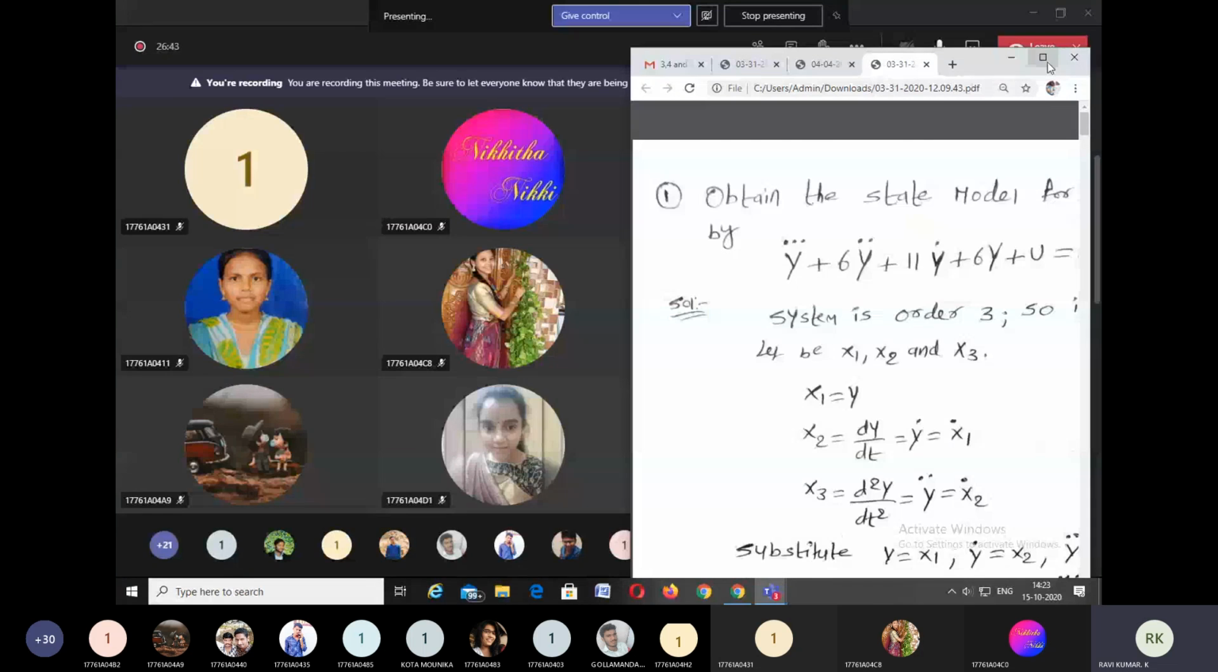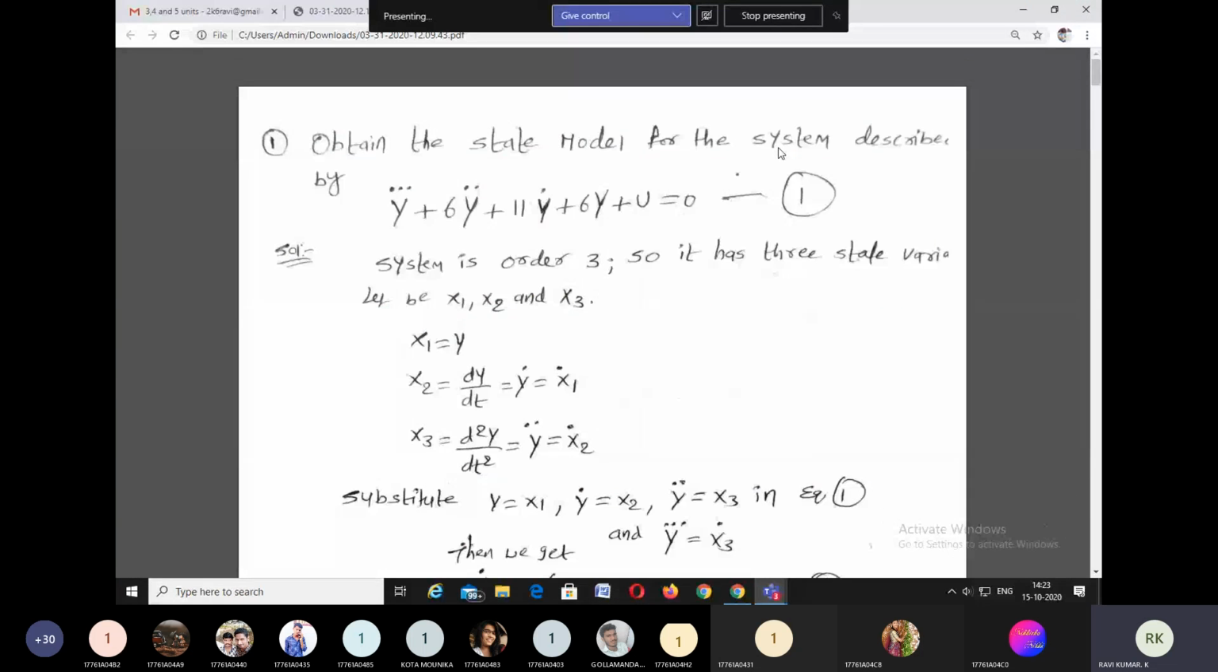So first of all, I am considering a system like this. This is the differential equation given. What does this differential equation give? This differential equation is nothing but the system. What is u here? U is the input and y is the output. If you take the derivative of this equation, y triple dot is the third derivative, and y double dot is the second derivative.